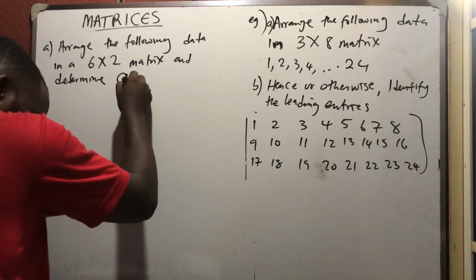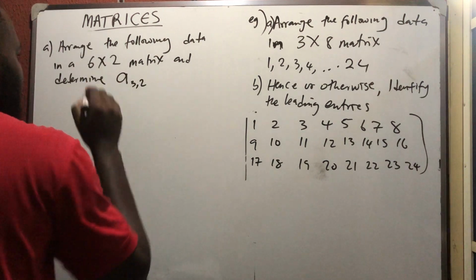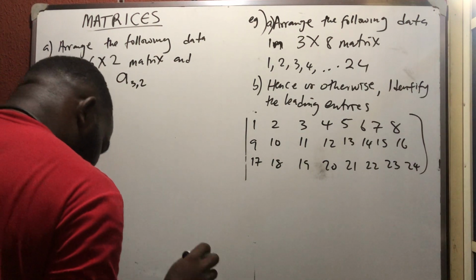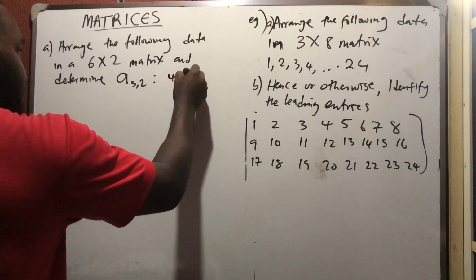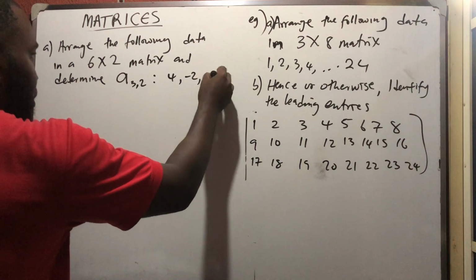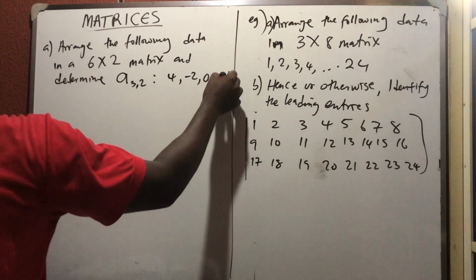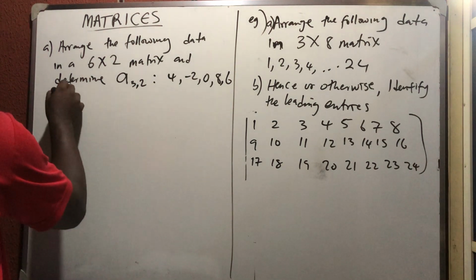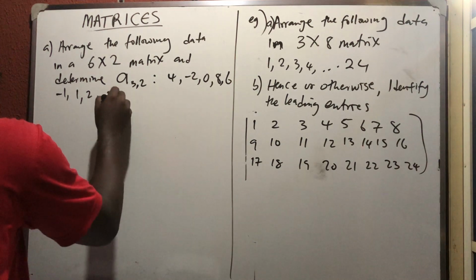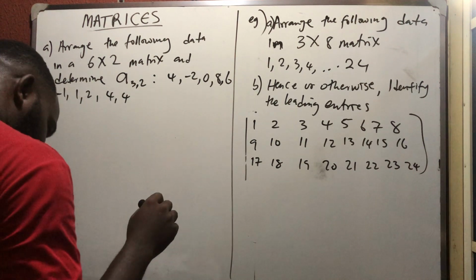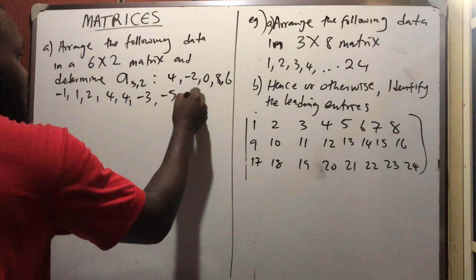a 3, 2. Then we have that the data are 4, minus 2, 0, 8, then we have 6, minus 1, 1, 2, 4, 4, minus 3, minus 5, 0, and 0.